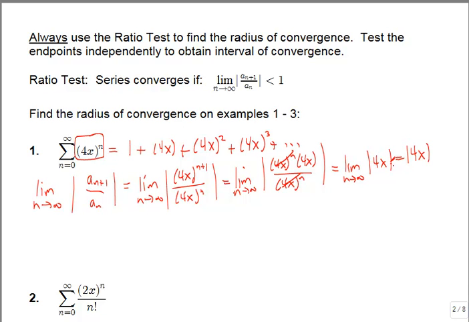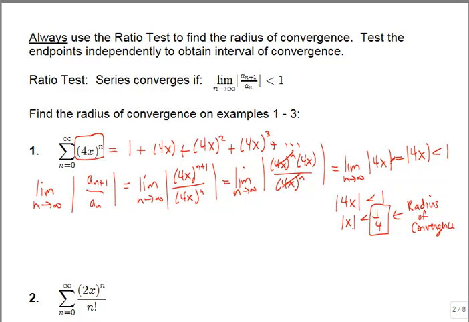And what we need for this to happen is we need this to be less than 1. So if we solve this inequality by just isolating that x, I'm going to go ahead and divide by 4. The number that you end up with right here is called your radius of convergence. And we'll talk about interval of convergence a little bit more in a few examples.